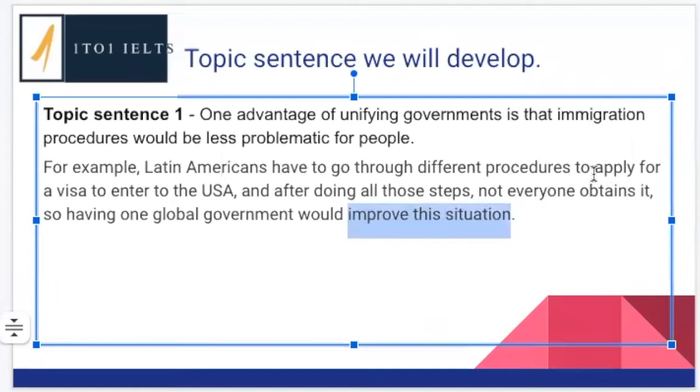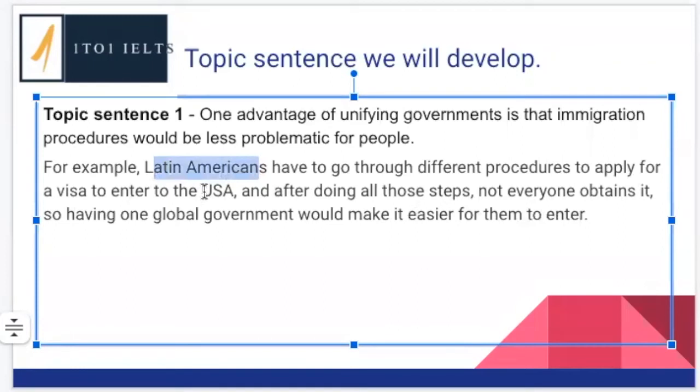So we could have improve the situation. Maybe we could have maybe a little bit clearer here, make it easier for them to enter. So again, just saying improve this situation, a little bit vague, like make it easier to enter, very, very specific. We're talking about the entering. So for me, this is a little bit more specific.